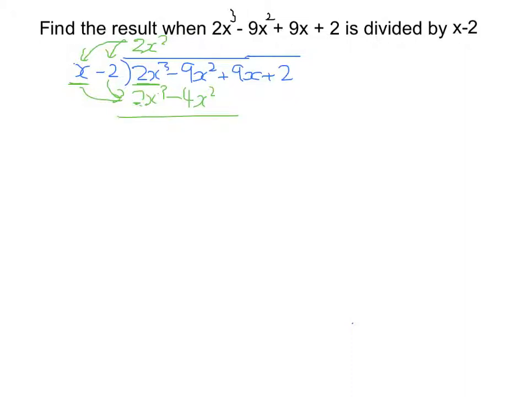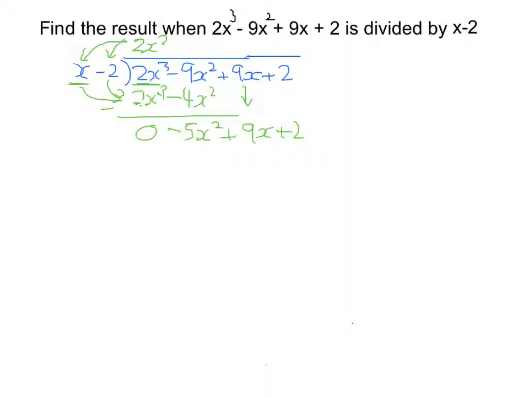So then what we need to do is take that line away from the top line. 2x cubed take away 2x cubed, doesn't look like a 3 does it? That's a 3. 2x cubed take away 2x cubed is 0. That's always your check that it's working. And then we go negative 9x squared take away negative 4x squared is negative 5x squared. And then we'll bring down the 9x. This is just the same as 9x take away 0 is 9x. And you can bring down the 2 now, or you can bring it down later. It doesn't really matter.